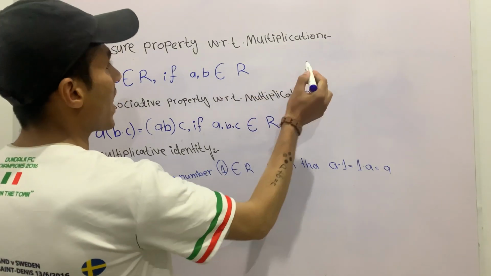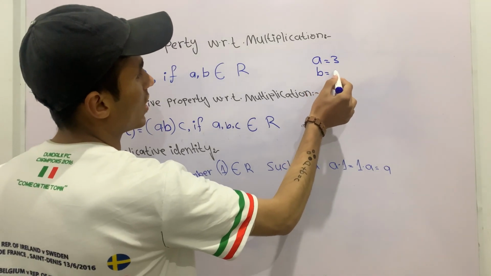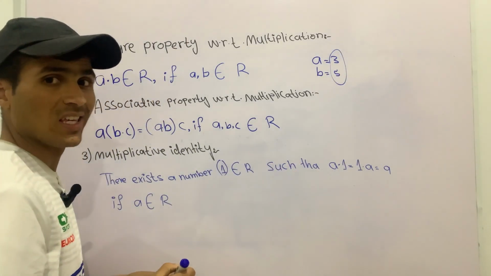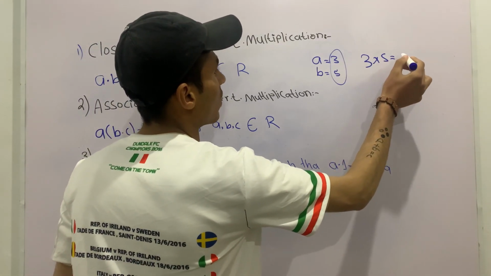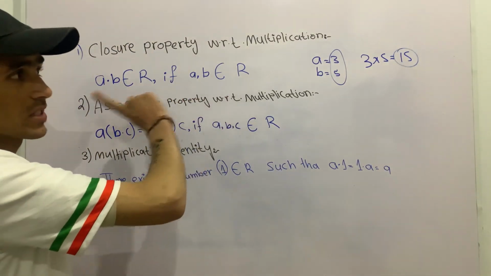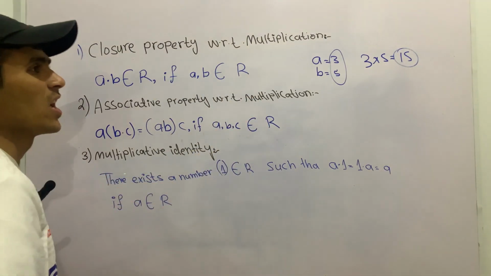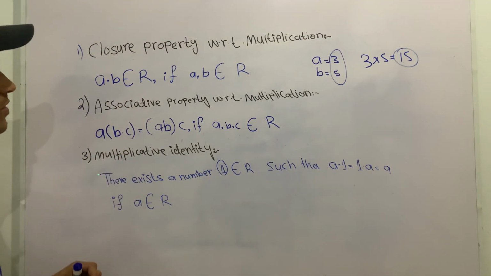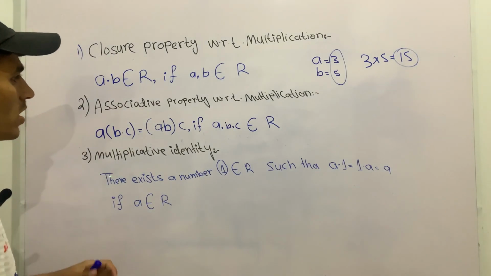If I take a number A, which is 3, a real number, and number B, which is 5, a real number, then whenever I multiply these two numbers by each other, its answer is again a real number. 3 into 5 equals 15, which is again a real number. This property is totally the same as the closure property of addition, but here we just multiply two numbers with each other.